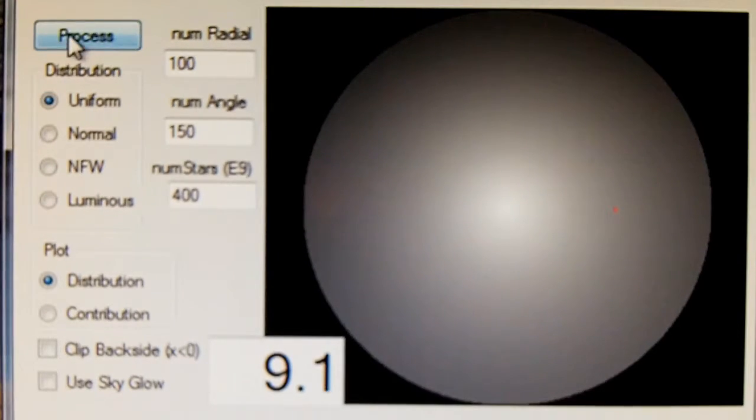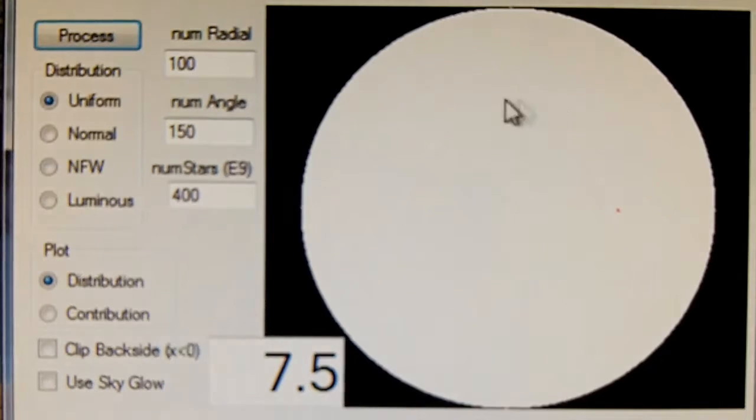I can pick a uniform density of stars where the density of stars is the same throughout. This little number here displays the ratio of the nighttime sky brightness with this distribution. In other words, this is how much brighter the night sky should be as opposed to what we actually measure based on the distribution of stars. This is the number of stars, 400 billion. This is how much I'm dividing up the universe. You'll see what that means in a moment.